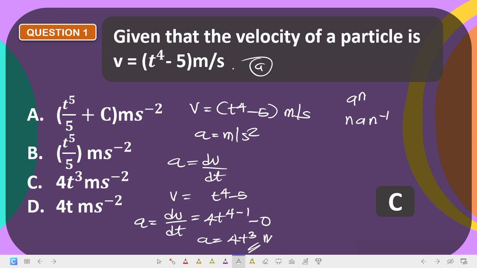Now the unit is meter per second square. So the correct answer here is option C. And that is what makes option C the correct answer.